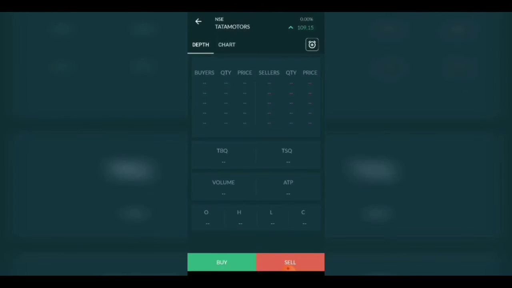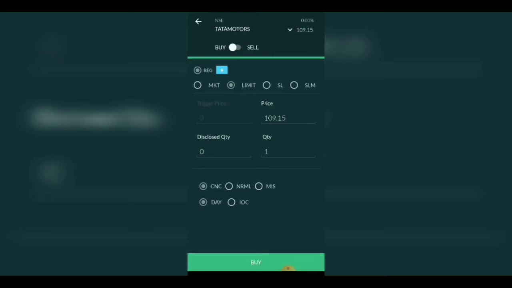For buying or selling, select the option Buy or Sell. Here you can see Market, Limit, SL, SLM. Market is to purchase a stock at market price, that is, whatever price the stock is trading. In the Limit option, you can specify the price at which the stock has to be bought. Thus, if the stock reaches that price, it would be bought.